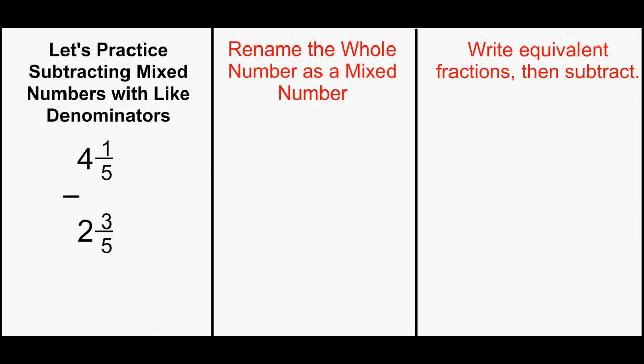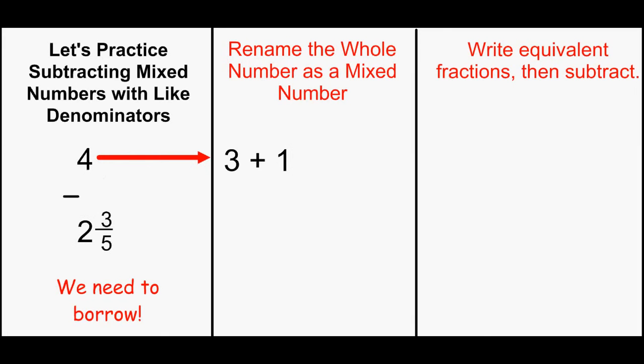Here's an interesting problem. I have 4 and 1/5 minus 2 and 3/5. Both fractions have the same denominator, which is nice. But unfortunately, I'm being asked to subtract 1 minus 3. Taking 3 away from 1 when 1 is part of a larger number requires that we borrow. So for the moment, let's ignore the 1/5 and look at the whole number 4.